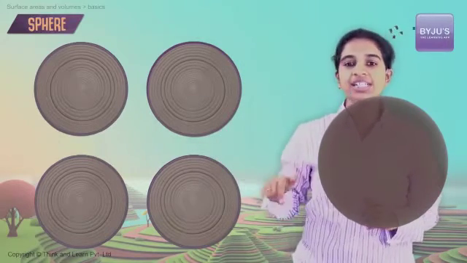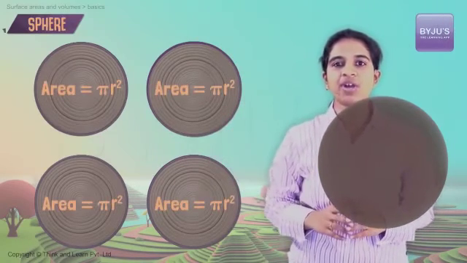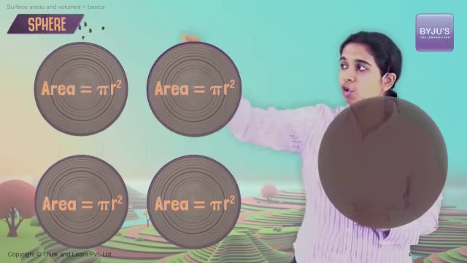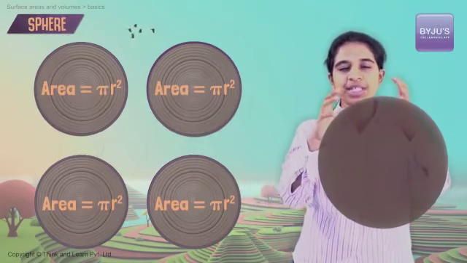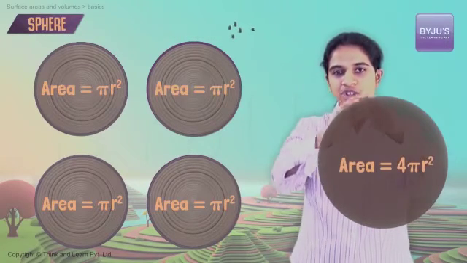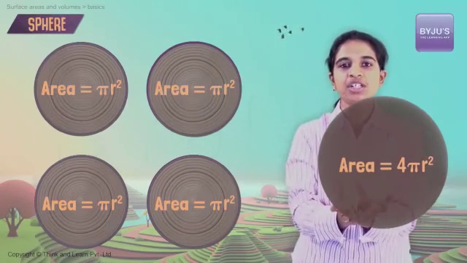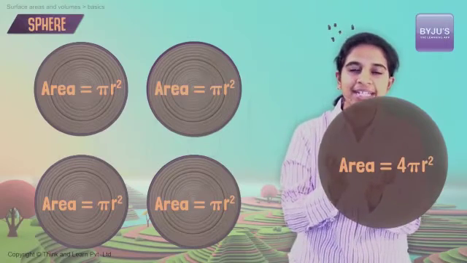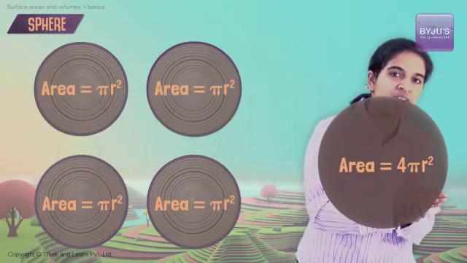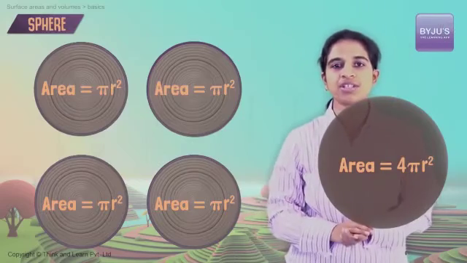Now, all of these circles had the same radius r as the sphere, correct? So the area of each of these circles will be pi r squared. So the total area is 4 pi r squared, which means that the area of the entire sphere will be 4 pi r squared. The entire surface is curved, so this 4 pi r squared is both your curved surface area as well as your total surface area.